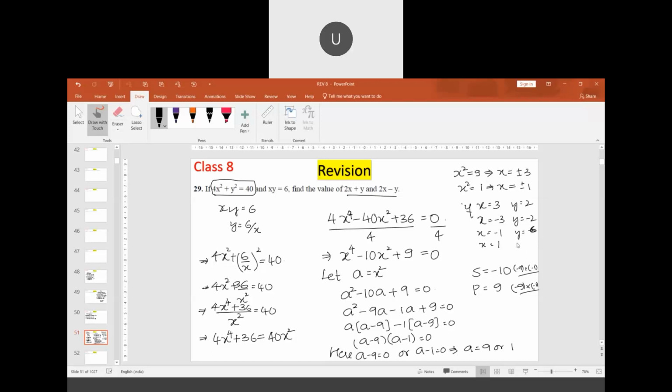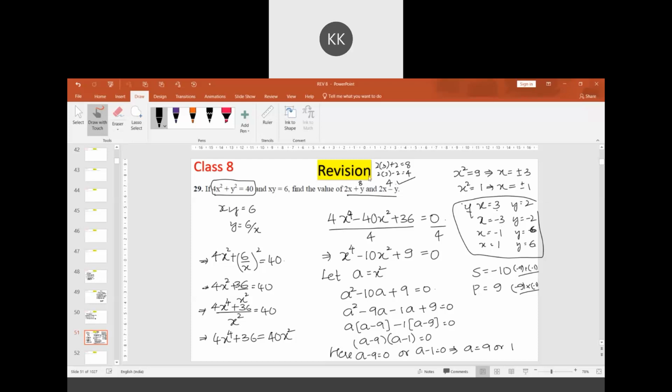If x is taken as positive 3, the y value is 2. So with these, we can find the value of 2x plus y and 2x minus y. With this combination, 3 and 2, 2x plus y means 2 times 3 plus 2, which is 8. 2x minus y is 2 times 3 minus 2. 2 times 3 is 6, 6 minus 2 is 4. So 8 and 4 could be one of the answers.